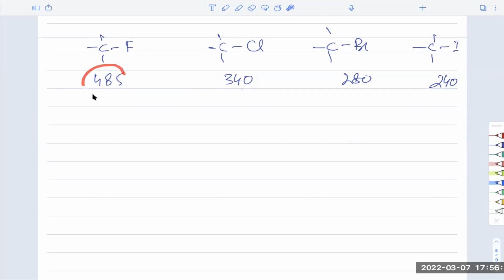So this is much stronger than any of these, which is why nowadays we do not use chloroalkanes for refrigerants or aerosol sprays and all that, because they go and damage the environment. But we have no problem using fluoroalkanes, because fluoroalkanes will not cause any problem in the environment.